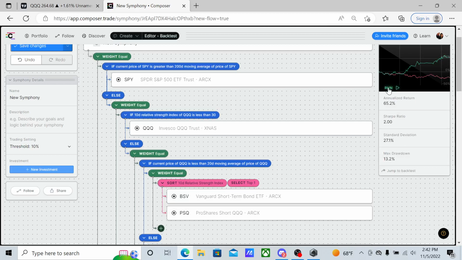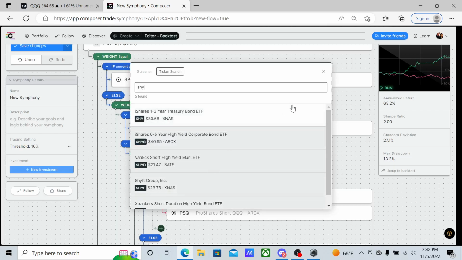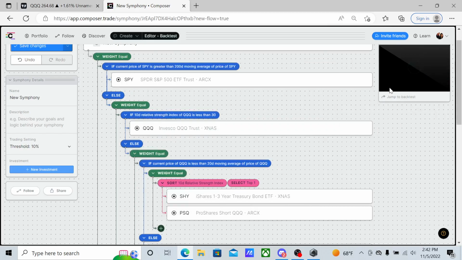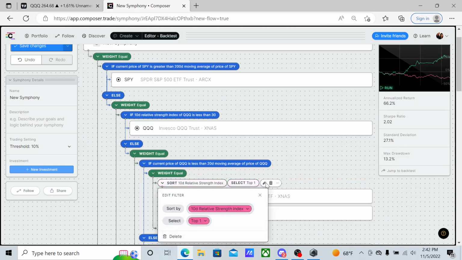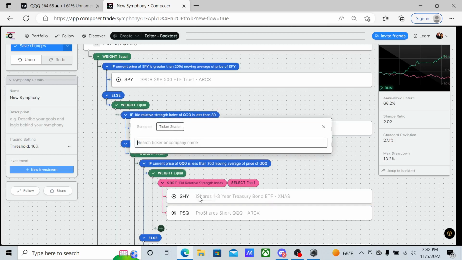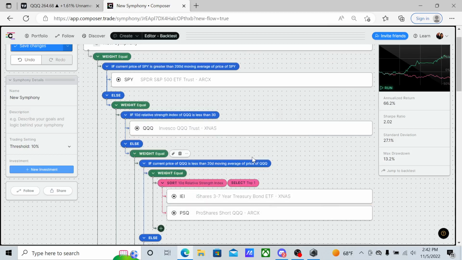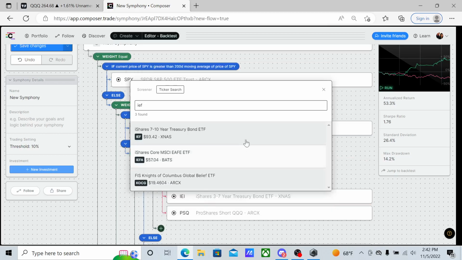So 65 return. This is the year to date. So 65% return with 13% max drawdown. That's using short term bonds. You could use 1 to 3 year treasuries. That yields a 66% return, about the same drawdown. You could look at IEI, which is a 3 to 7 year treasury. Play with that. 53, 14. So lower return, a higher drawdown. So that's a 3 to 7 year. IEF is going to be your 7 to 10 year.